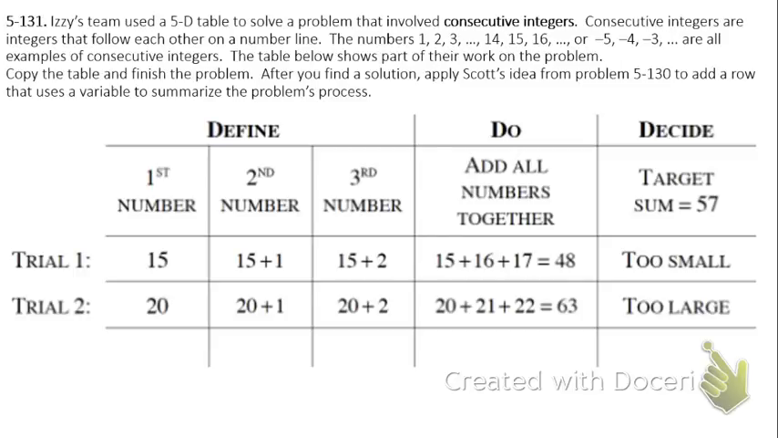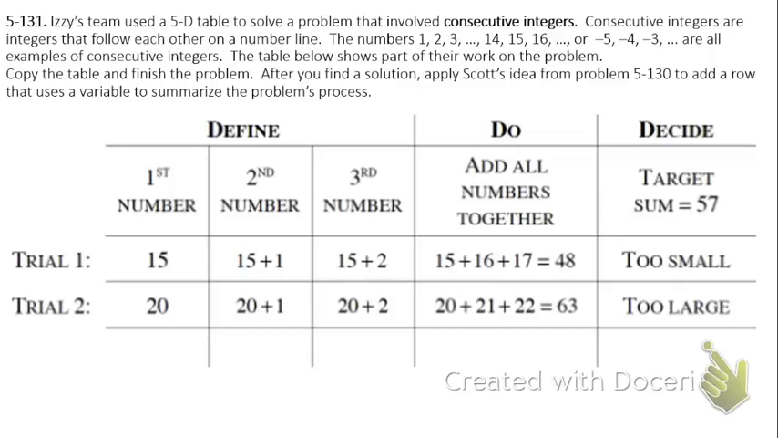Alright, so we're looking at a new problem now, 531. Make sure all the work has been written down. Izzy's team used a 5D table to solve a problem that involved consecutive integers. Now I want you guys to quickly take a look at this 5D process and identify what's missing. What did they forget? Consecutive integers follow each other on a number line. Consecutive numbers are numbers like 1, 2, 3, 14, 15, 16, or -5, -4, -3. They all just follow right after one another. These are all examples of consecutive integers.